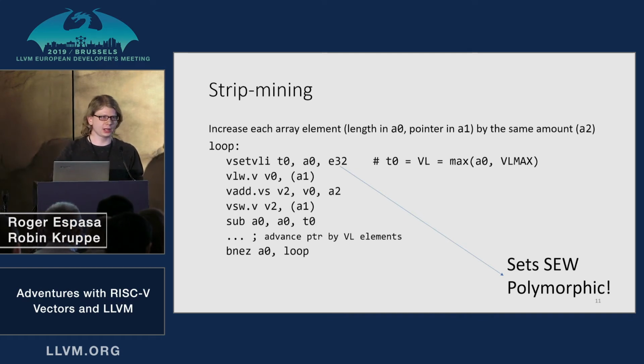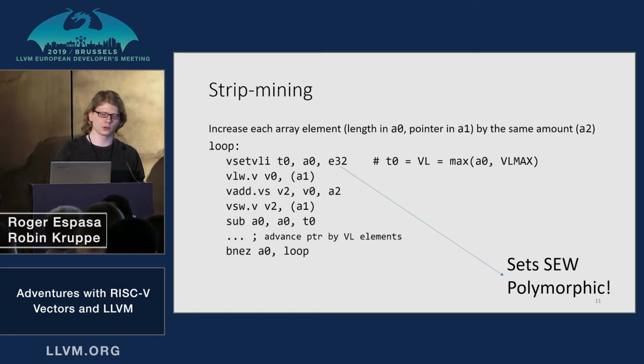Roger mentioned LMUL, and that is the key to how you program this machine, actually, if you don't know how long the vectors are. So let's say you have a simple loop where you have a fixed quantity and you add it to every element of an array. You have the length of the array in A0, the pointer to the first element in A1, and the amount you want to add in A2.